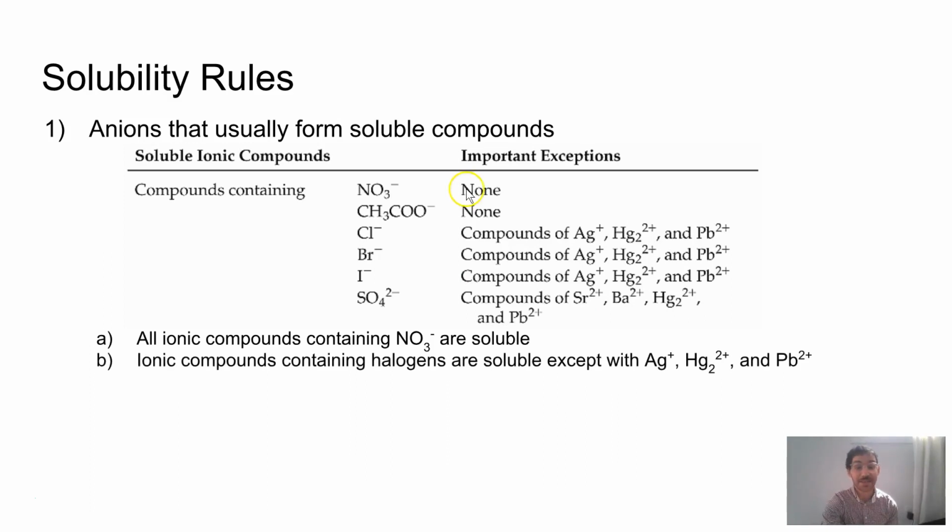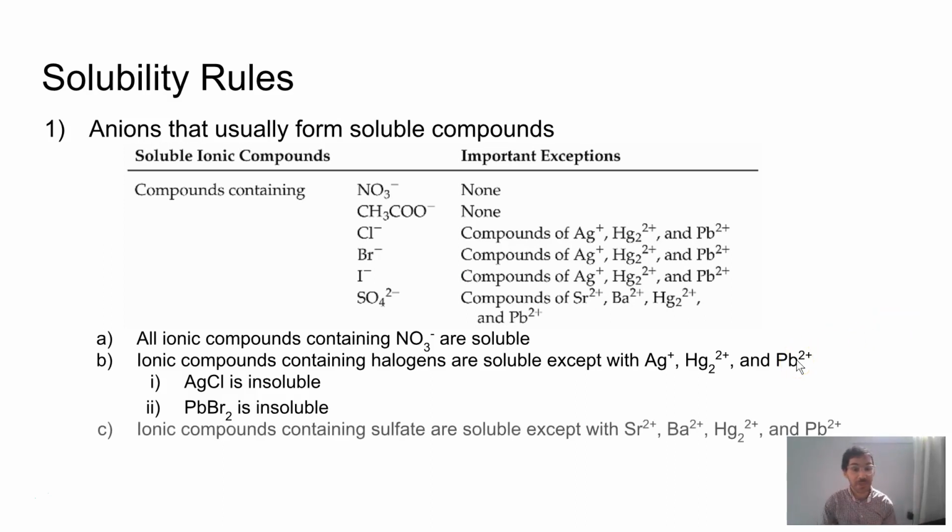Acetate compounds also have no exceptions and will always be soluble. Ionic compounds containing the halogens chlorine, bromine, and iodine are going to be soluble unless we partner them with silver, the dimercury ion, or lead-2. So if you had silver chloride, AgCl, this is going to be insoluble. Or if you had lead bromide, PbBr2, that's going to be insoluble.